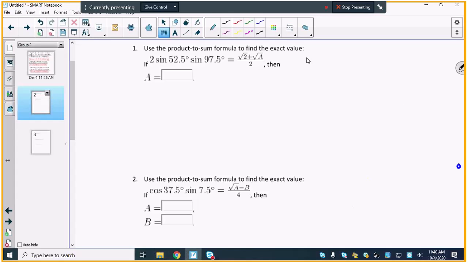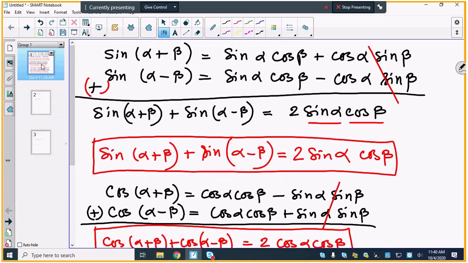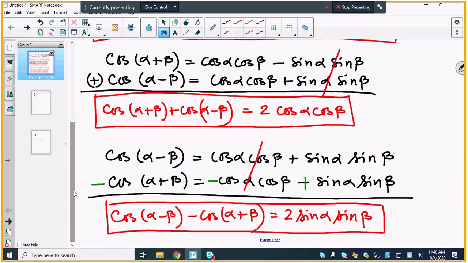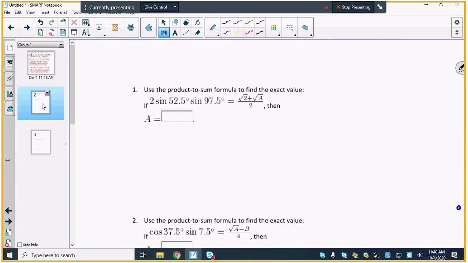Okay, so the first example says, use the product to sum formula to find the exact value a, if 2 sine 52.5 degrees times sine 97.5 degrees is square root of 2 plus square root of a over 2, then what is a? Now, since this is the product of two sine functions, I'm going to recognize the correct formula. If you think of the third formula, that is a product of two sine functions. So that's the formula I'm using.